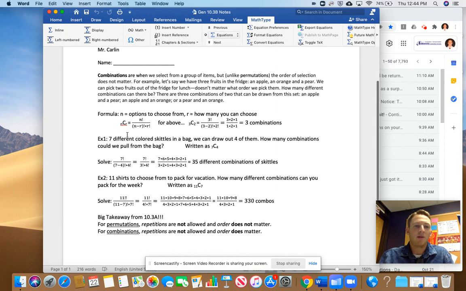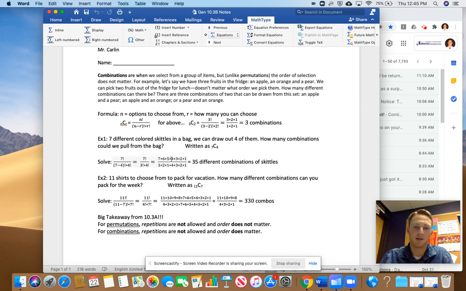Next example, we have 7 different colored Skittles in a bag, and we can choose 4 of them, right? So we have 7, we're choosing 4, so we're going to write that as 7 choose 4. 7 factorial is going to go on the top, and then 7 minus 4, n minus r factorial, so that'd be 3 factorial times r factorial, that's 4 factorial. So we have 7 factorial over 3 factorial times 4 factorial.